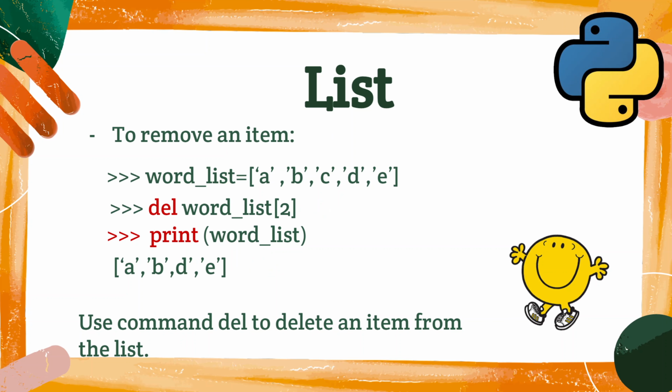Since we can add an item to the list, we can also remove an item. Use command del to delete an item from the list. Still be careful with the index number. Index 2 is C and not B.